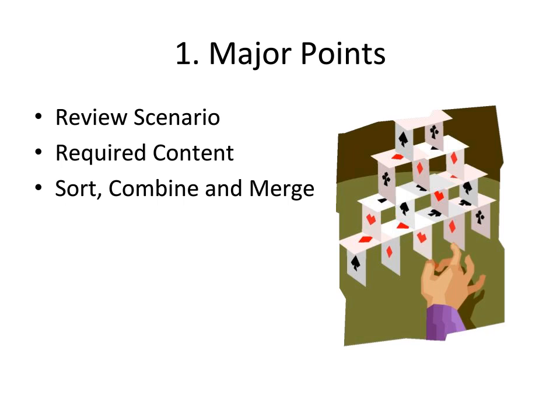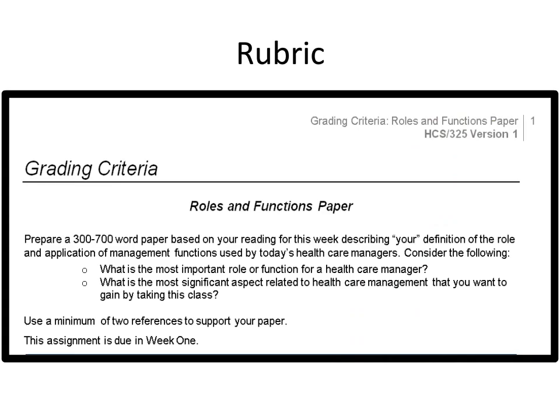Going through our first step is to establish the major points. We're going to review the scenario, review the required content, and then sort, combine, and merge to come up with the major points. This is the rubric from a roles and functions paper for an undergraduate course.